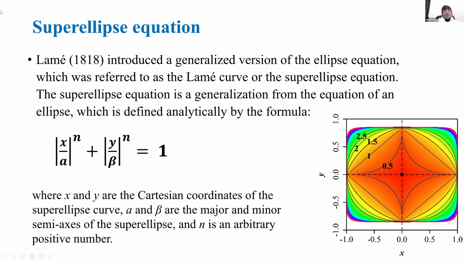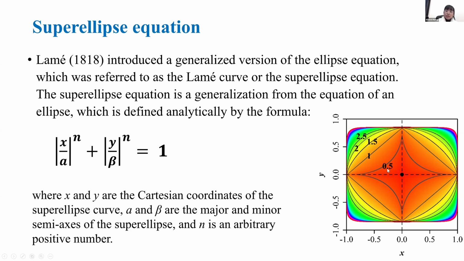So for the superellipse equation, I think all of us are very familiar with it. Lamé introduced a generalized version of the ellipse equation, which was referred to as a Lamé curve or the superellipse equation. It's a very simple function, but it can fit many different types of geometric shapes, like the picture shows. Alpha and beta are the major and minor semi-axes of the superellipse, and n is an arbitrary positive number.